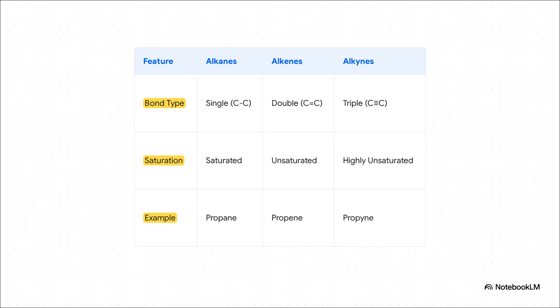But if you introduce a double bond, you get an alkene. It's now unsaturated because you could theoretically break that double bond to add more stuff. Then you kick it up another notch with a triple bond, and you get a super reactive, highly unsaturated alkyne. It's all about how those carbons are holding hands.